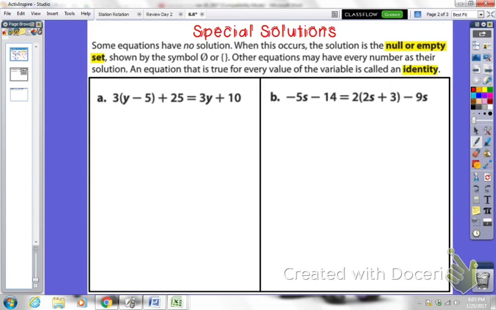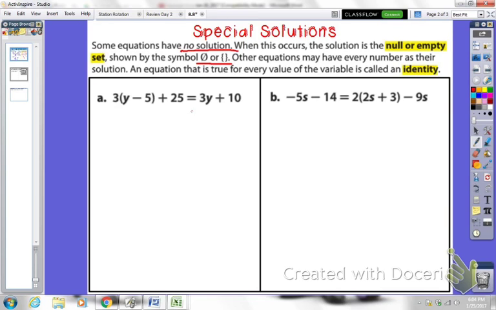Sometimes you'll have special solutions. Some equations have no solution, and this is when you have the null or the empty set. You can use the symbol which looks like a 0 with a slash through it, or curly braces with nothing in it, because there is no real number that you can replace the variable with and it would make the equation true. Other equations have every number as their solution, and an equation that is true for every value of the variable is called an identity. So one of each of these will be displayed in these next two questions.